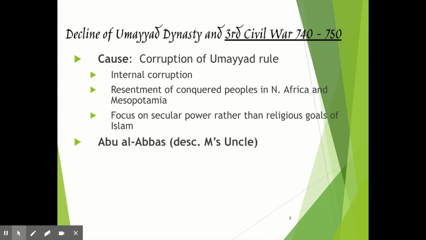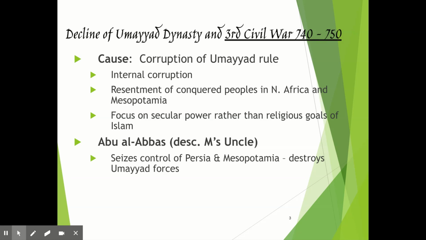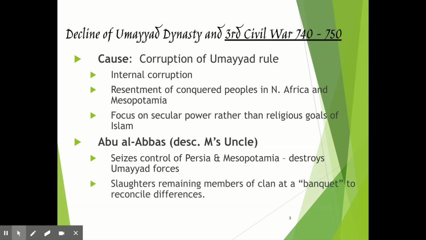So the next person we have here is a man by the name of Abu al-Abbas. He is supposedly descended from Muhammad's uncle. He seizes control of Persia and Mesopotamia and ends up destroying Umayyad forces. Then, in an attempt at peace, he has a big banquet, and instead ends up slaughtering every remaining member of the Umayyad clan. Only one Umayyad prince survives. He flees to Spain and is welcomed into the city of Cordoba. Umayyad Spain will remain separate from the Abbasid dynasty, as its own independent caliphate.